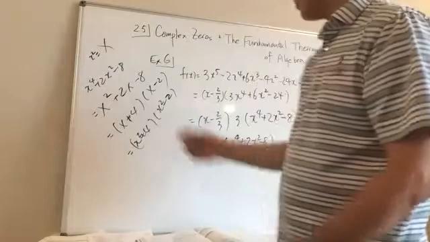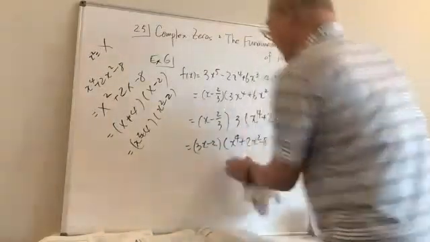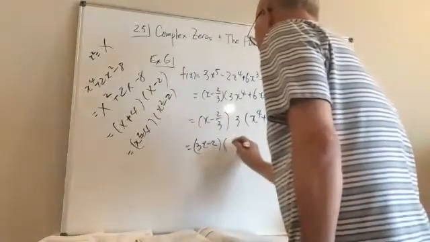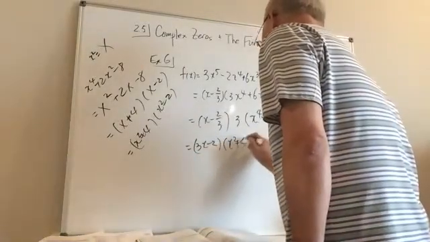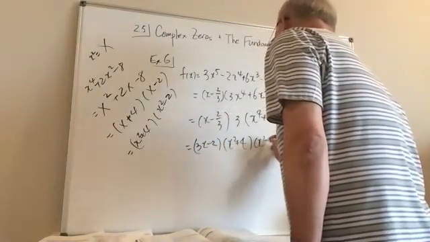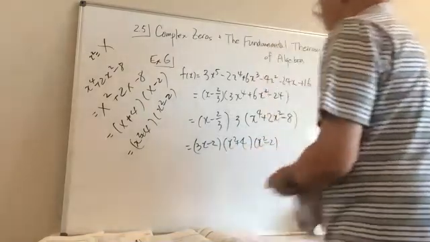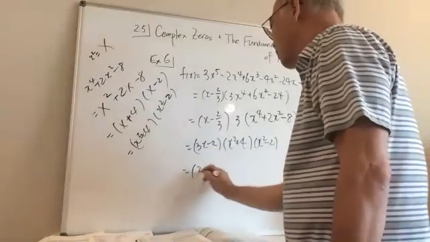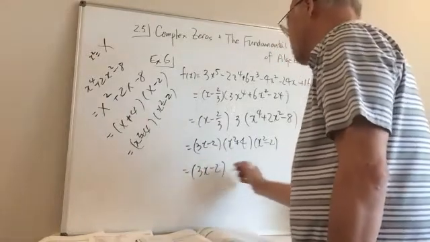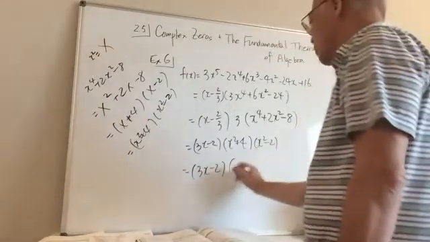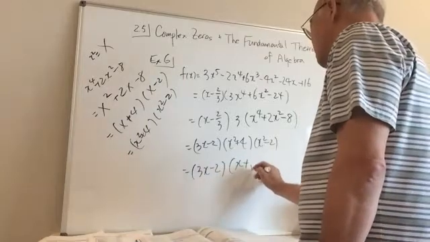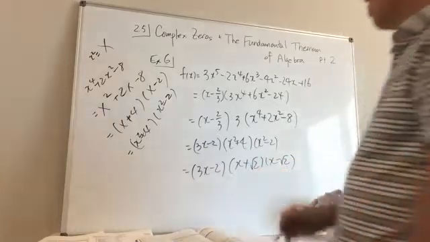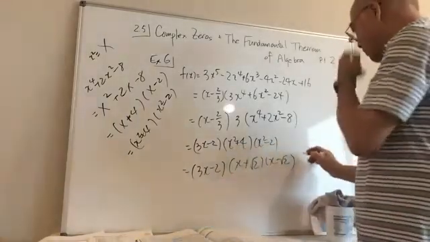And this is fairly good for us, because now I can rewrite this as 3x minus 2 times x squared plus 4 times x squared minus 2. From here, it's a simple 3x minus 2. This factor, x squared minus 2, is going to be x plus root 2 times x minus root 2. And this one here is going to be 2i.